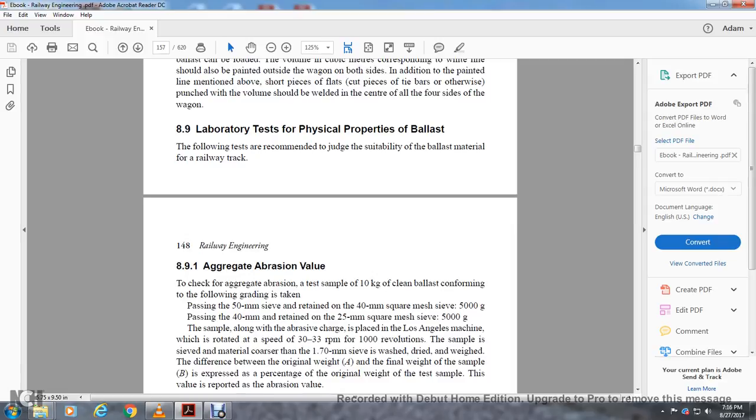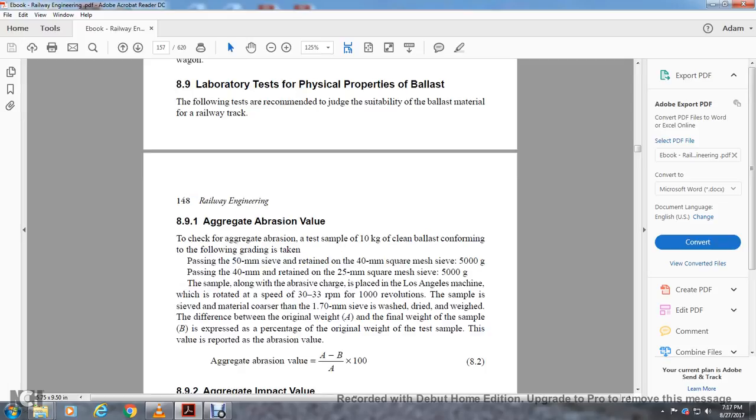For the aggregate abrasion test, a sample of 10 kilograms of clean ballast conforming to the following grading is taken: passing 50 millimeter sieve and retained on 40 millimeter square mesh, 5,000 grams; passing 40 millimeter and retained on 25 millimeter square mesh, 5,000 grams. The sample with the abrasive charge is placed in the Los Angeles machine, rotated at a speed of 30 to 33 RPM for 1,000 revolutions. The sample is sieved through a 1.7 millimeter sieve, washed, dried and weighed. The difference between the original weight and the final weight of the sample is expressed as a percentage of the original weight of the test sample. This value is reported as the abrasion value. Aggregate abrasion value is equal to the original weight minus the final weight, divided by the original weight, times 100.